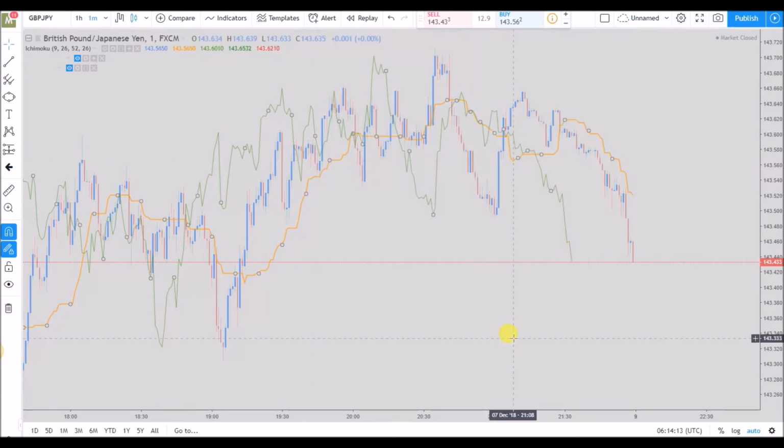So again, this is going to help you with your entries so that you enter when the trend is going the way you want it to, the way you're trading. So if you're in for a sell, this is going to help you jump in right when it's selling, as opposed to jumping in on a pullback when it's on a buy and you're selling, okay?